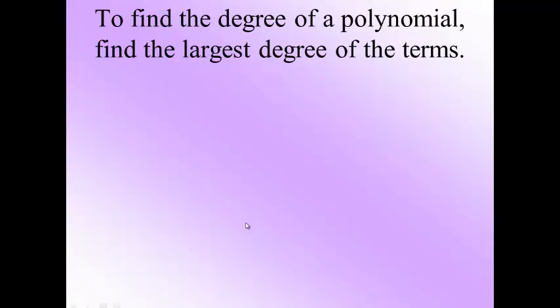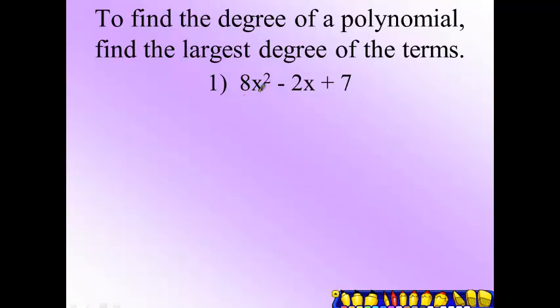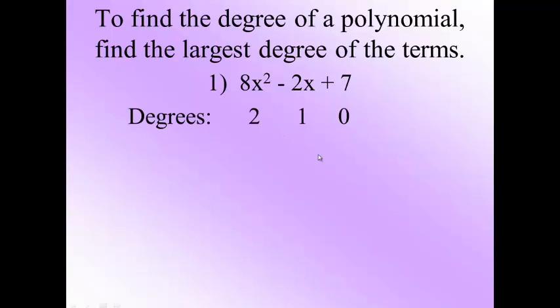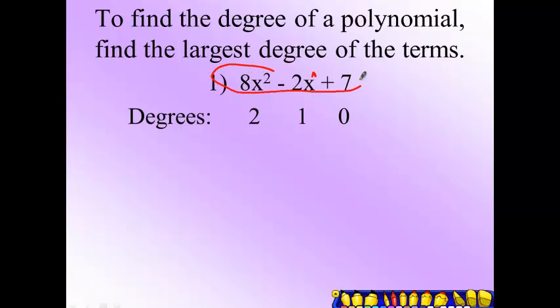To find the degree of a polynomial, find the largest degree of the terms. So here I have a trinomial. We have to identify the degree of each term. So we have to get the degree of 8x^2, which is 2. The degree of negative 2x is 1, because the exponent of x is 1. And then the degree of 7, which is a constant, is 0. So to find the degree of this polynomial, we have to get the largest. So the largest degree is 2.